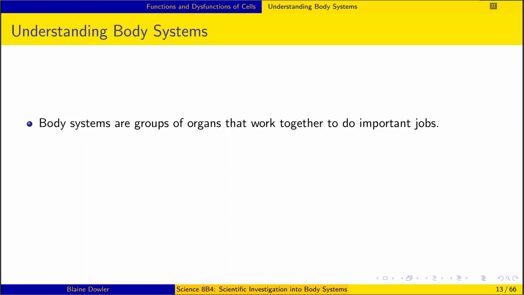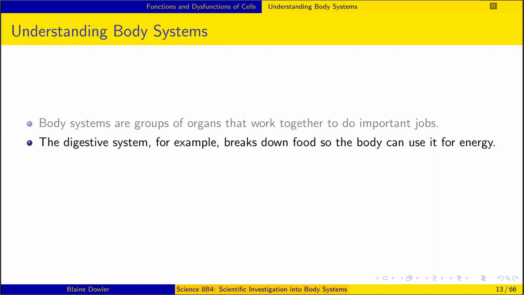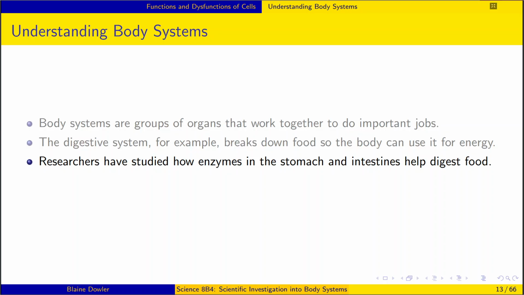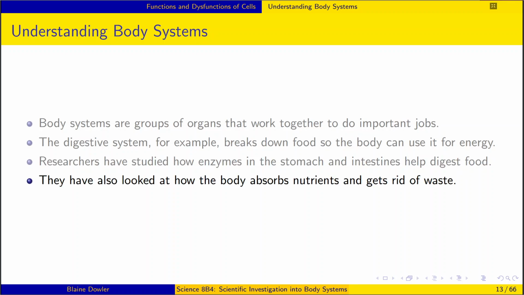Understanding body systems. Body systems are groups of organs that work together to do important jobs. The digestive system, for example, breaks down food so the body can use it for energy. Researchers have studied how enzymes in the stomach and intestines help digest food. They've also looked at how the body absorbs nutrients and gets rid of waste.